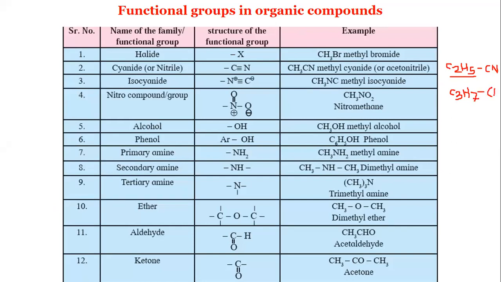Then the next example will be propyl. This is ethyl, this is propyl. Next will be butyl. So as the number of carbons increases, the example will be changed. After that, we can write pentyl cyanide. After that, we can write hexyl cyanide. Only 5 examples I want of each functional group. So this is completed.